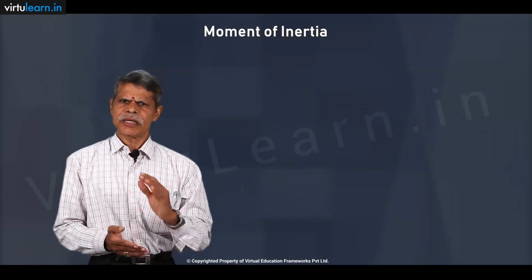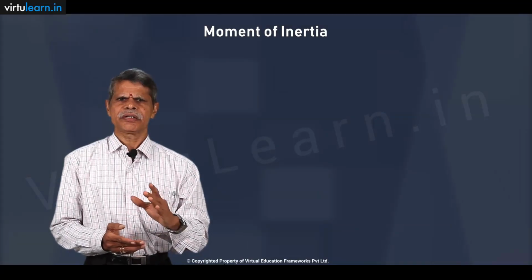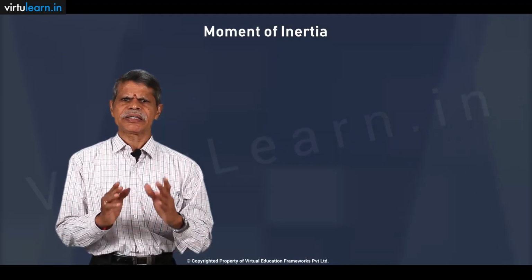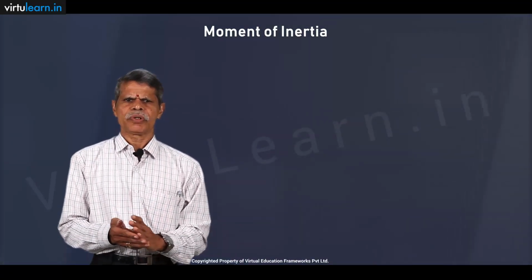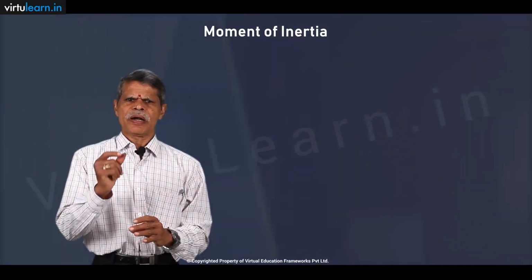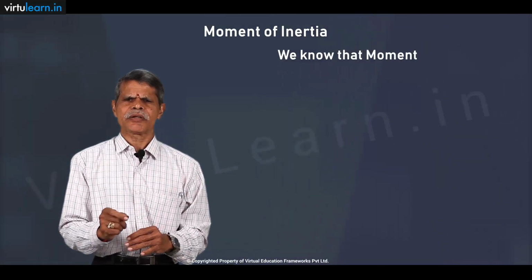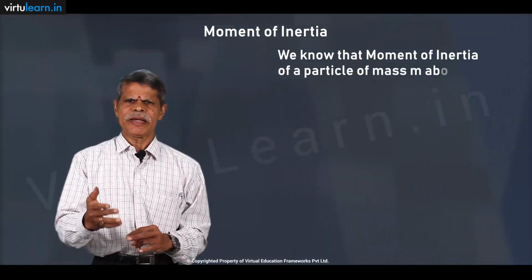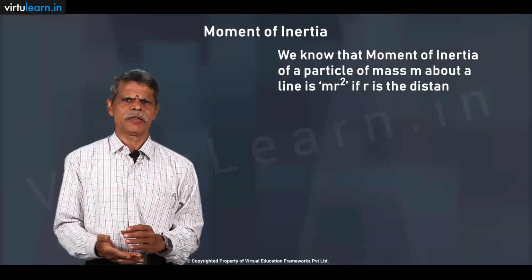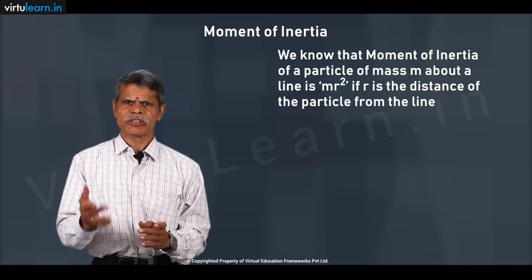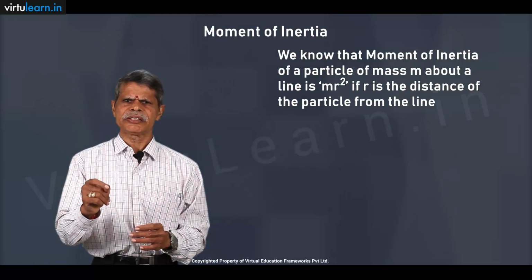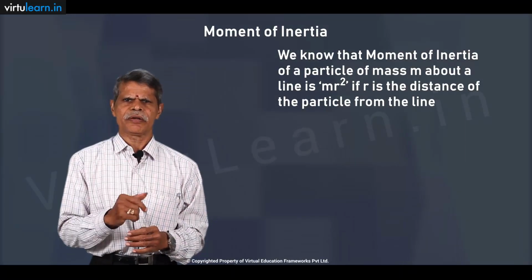But before we go for the definitions of moment of inertia in terms of double and triple integrals, let us initially recollect what is the classical definition for moment of inertia. Suppose a particle of mass m is there, then what is its moment of inertia about a line? Its moment of inertia is defined as mr square if r is its distance from the line.